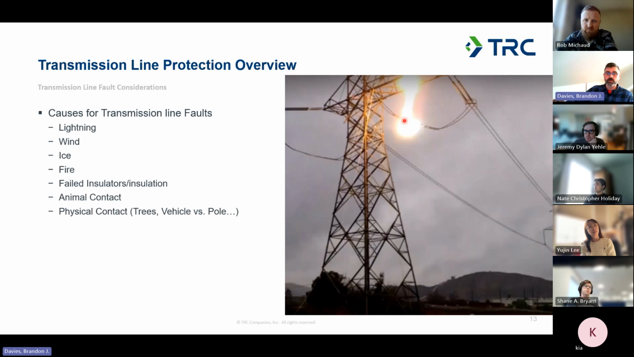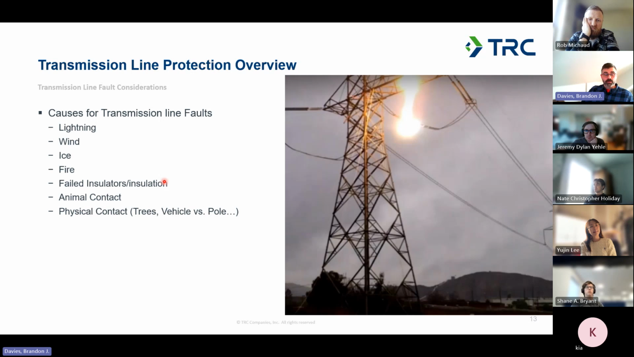Utilities do a lot of work to clear the right of way. They will remove trees and keep track of vegetation growth throughout the transmission system. They basically clear out wide enough that you're not going to have a tree fall on the transmission line. But in a storm or something, you could have a branch break and fall off and blow up into the line.